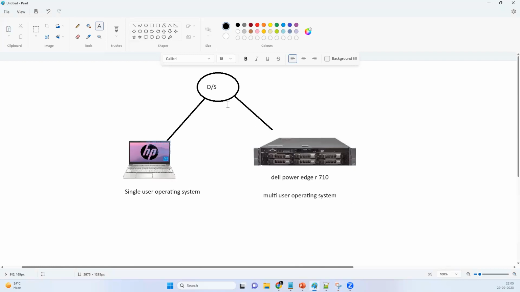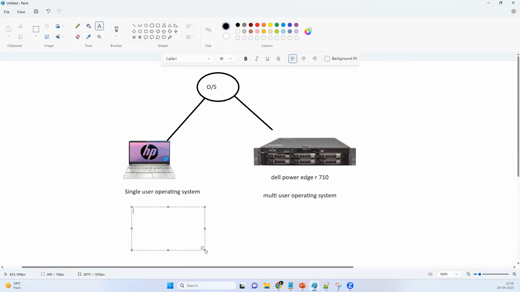So how many types of OSs are there? Two types. One is single user operating system and another one is multi-user operating system. A single user operating system interacts with only one person at a time on this hardware. A multi-user operating system can interact with multiple people at a time.